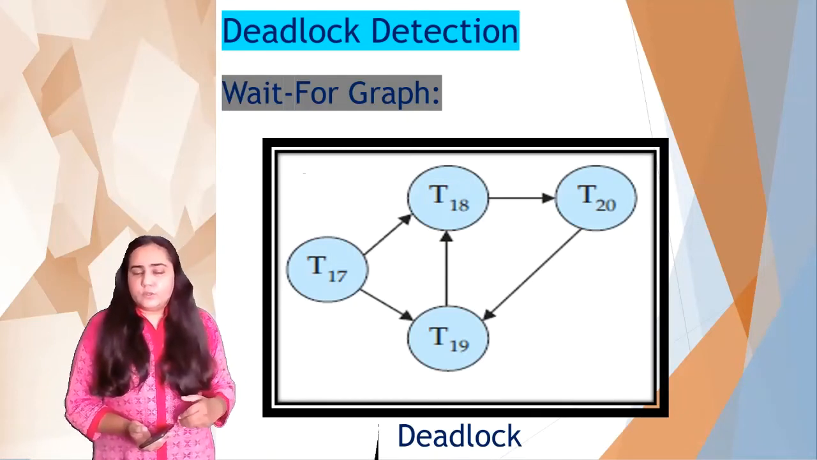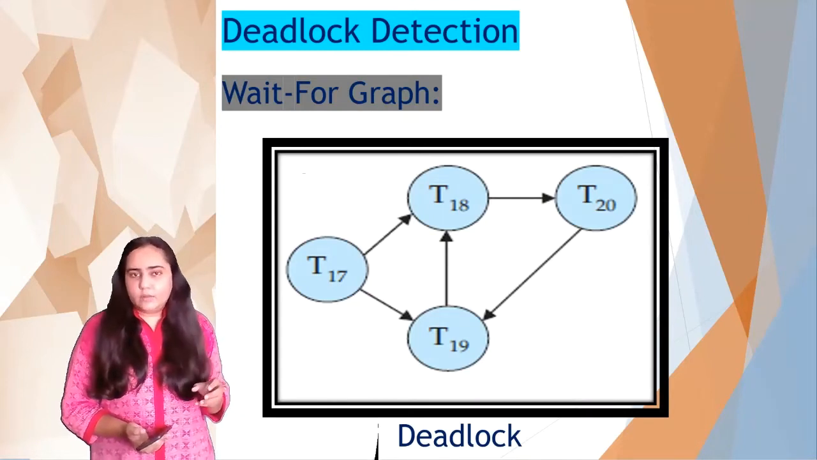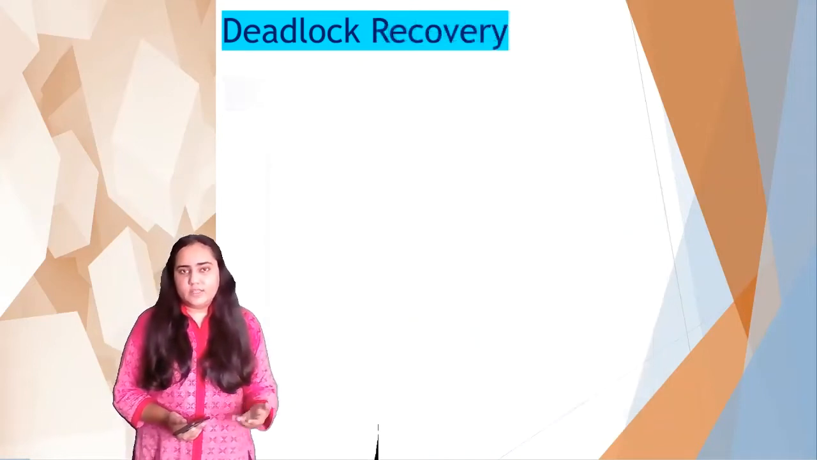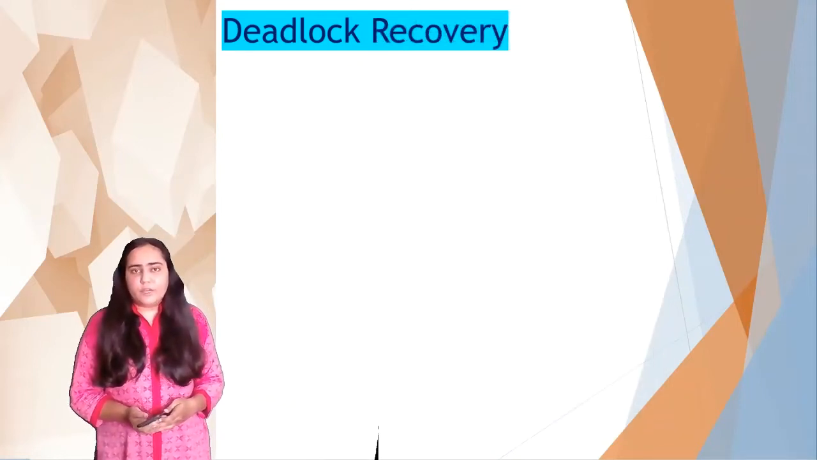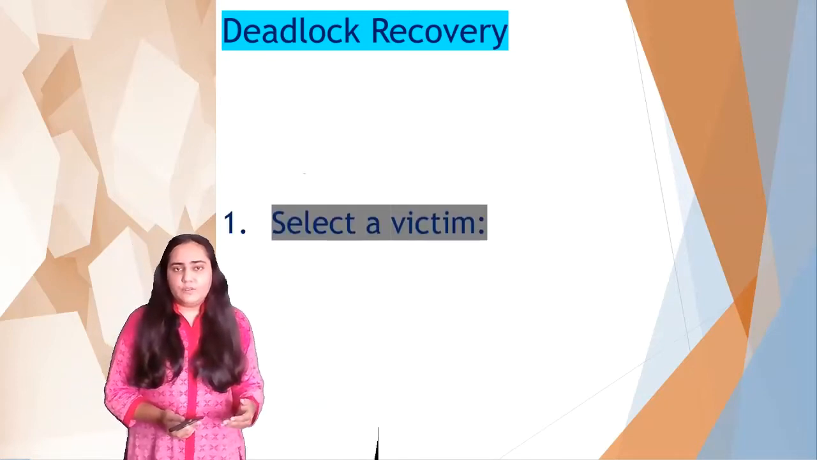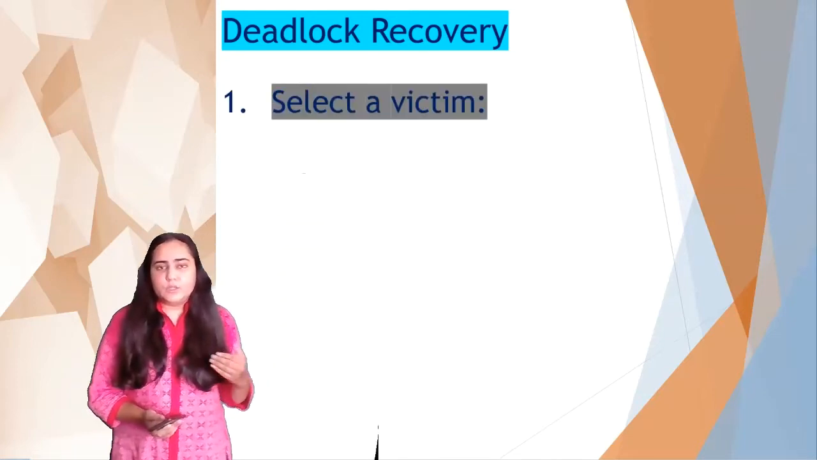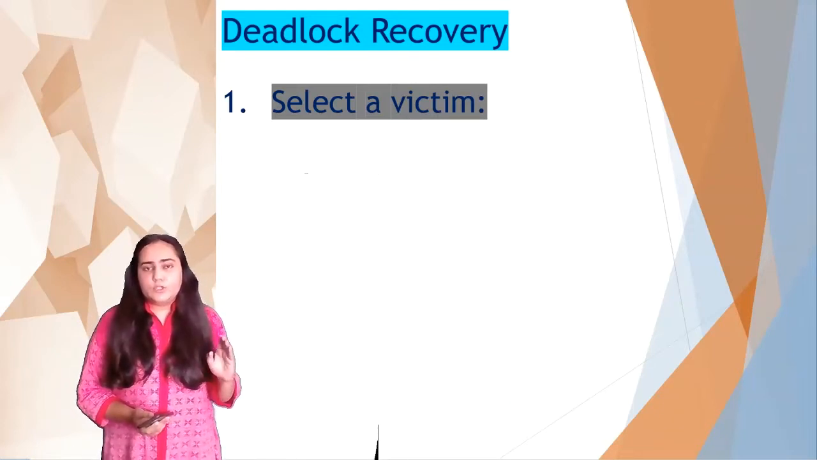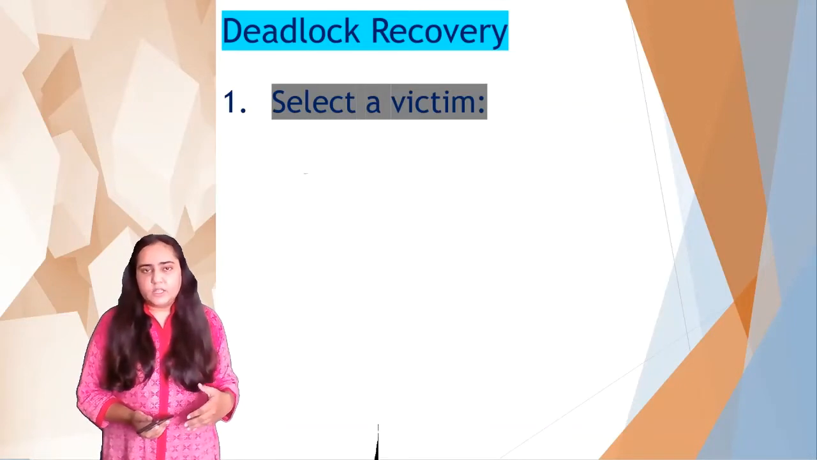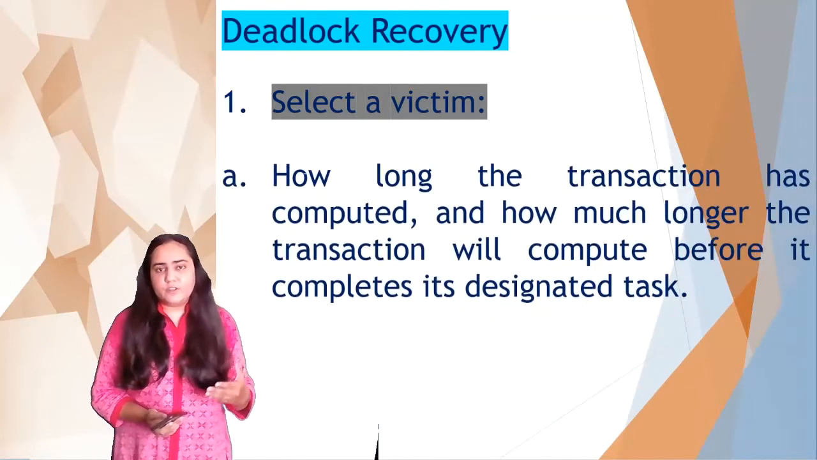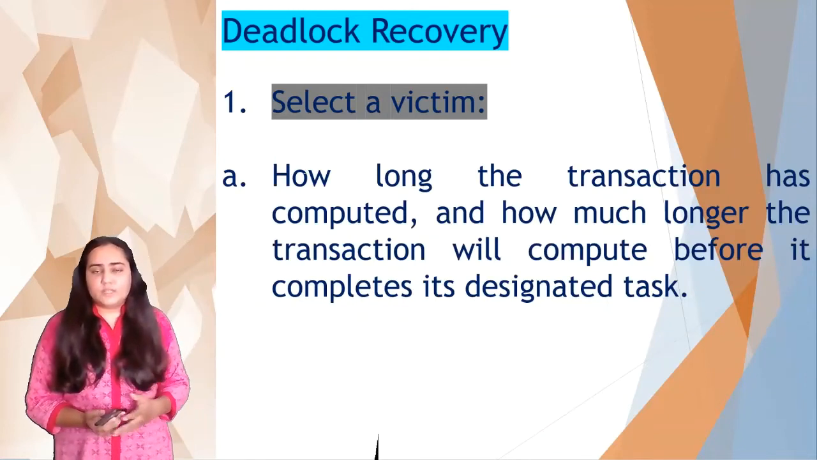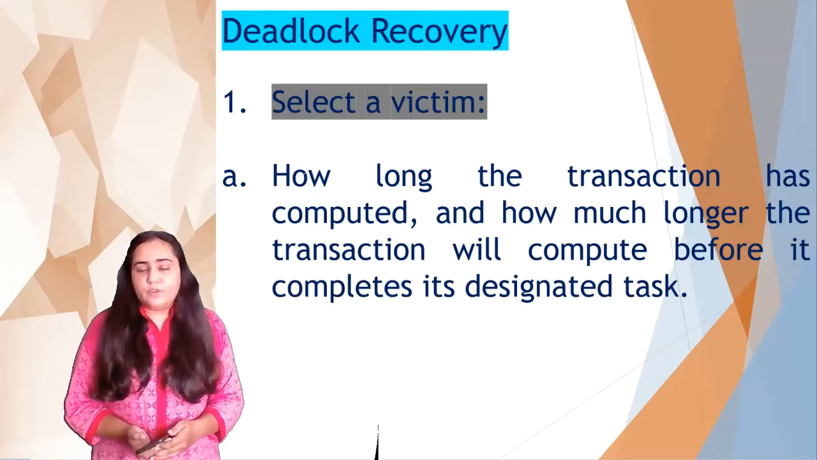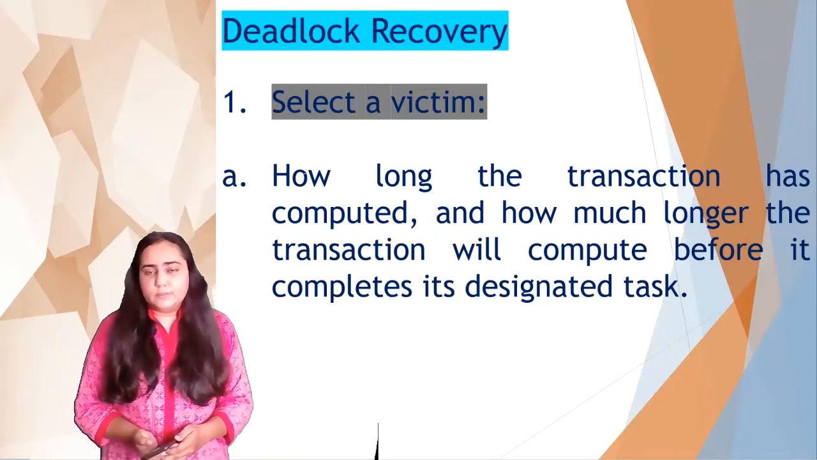But there are certain rules when it comes to picking the transaction required to resolve a deadlock. Let us see that. That is known as deadlock recovery, where the first step involves selecting a victim. So this is where you will select a transaction to be rolled back. So several aspects are considered while selecting a victim. The first one of which is how long the transaction has computed and how much longer it's going to compute before it completes its designated task.